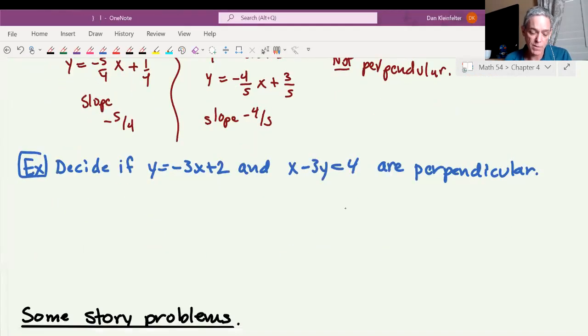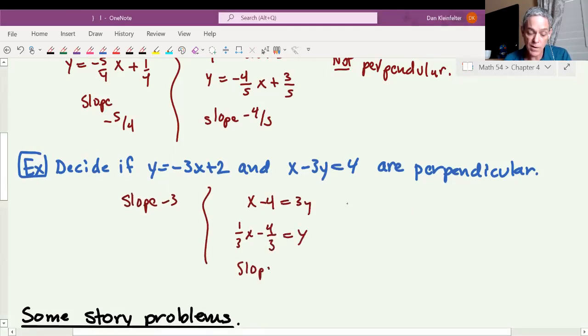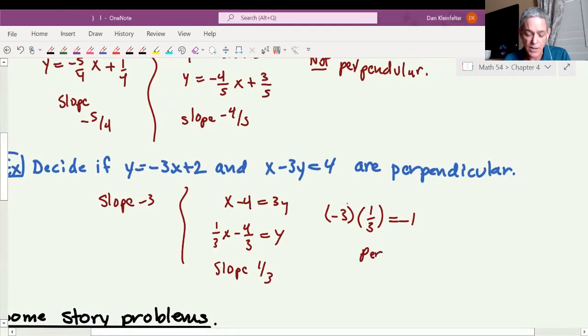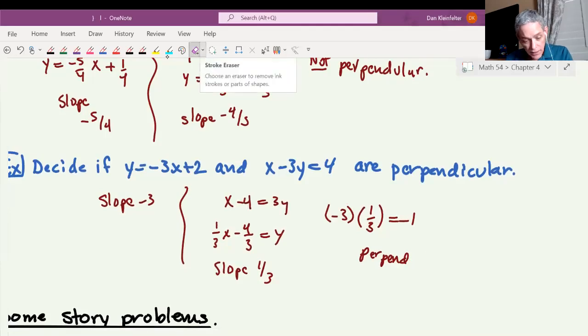Okay, let's hope for the best on this one. This one, the slope is negative 3. For the next one, we have, push it to the other side. We'll have x minus 4 is 3y. So then 1/3 x minus 4/3 will be y. This one has slope 1/3. 1/3 and negative 3, those would multiply to negative 1. And so that means that, yes, the two lines are perpendicular.